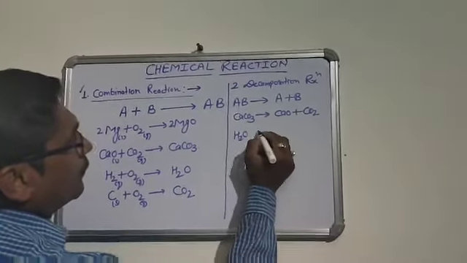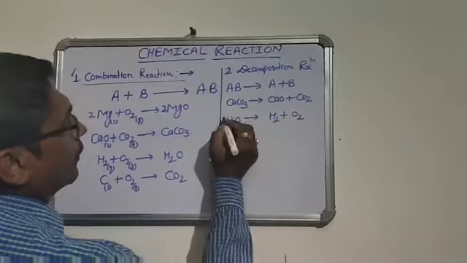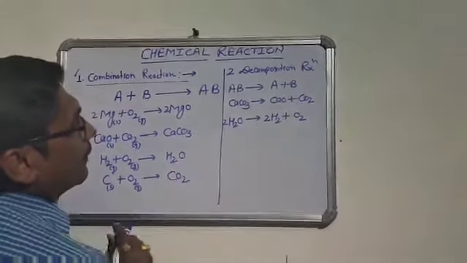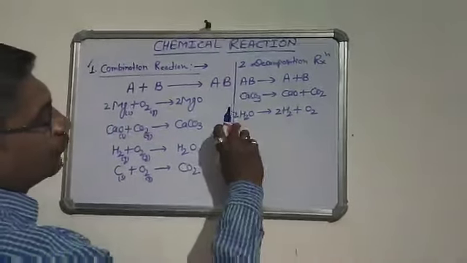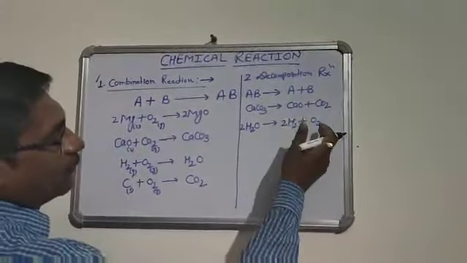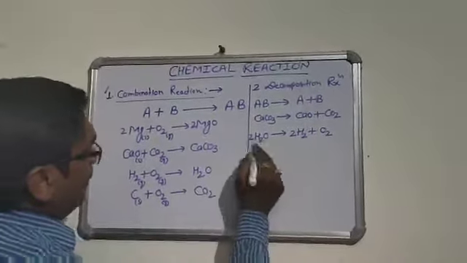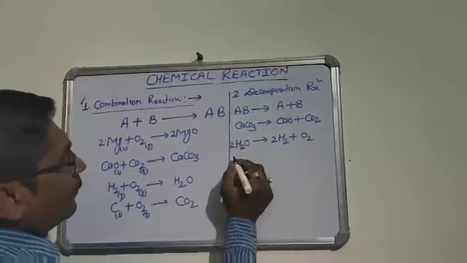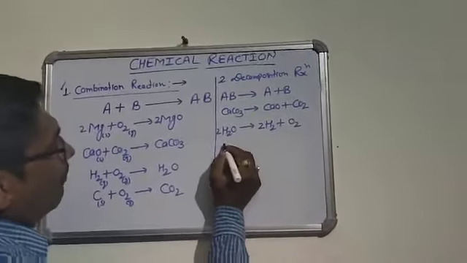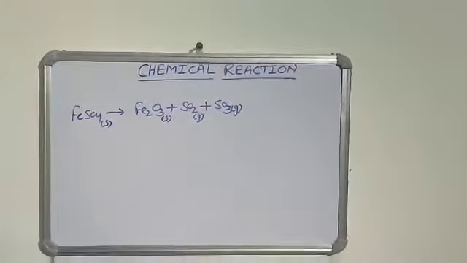H2O decomposes into H2 plus O2. Balancing the reaction, we get 2H2O gives 2H2 plus 1O2. Two water molecules decompose into two hydrogen molecules and one oxygen molecule. And similarly, there are other examples of decomposition reaction.